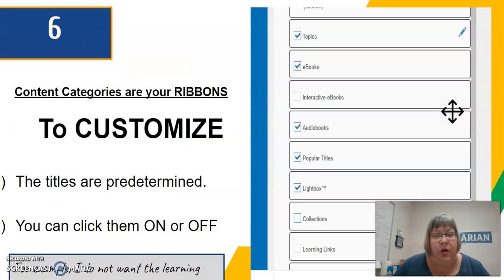So first of all, you don't get to determine what the title of your ribbons are. These are all predetermined, and all you have the option to do is click them on or off. So for example, I don't like the learning link, so that box is unclicked.